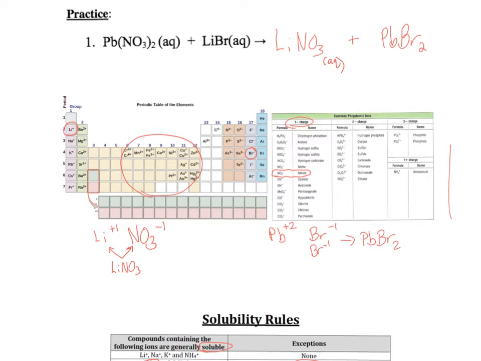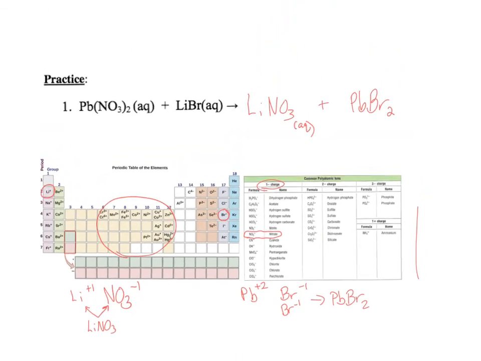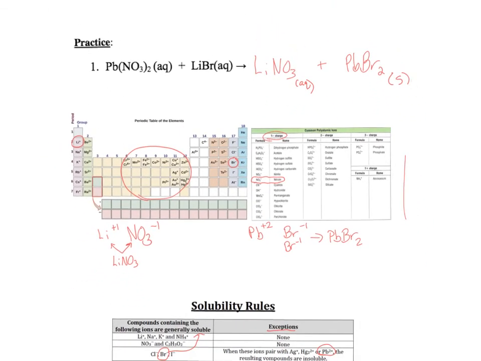PbBr2. Let's check our rules. Anything with Br is soluble, except with Pb. So when Pb is with Br, it's going to be insoluble. This is the exception. So this means PbBr2 is a solid. All right? And that's the answer to the first one.